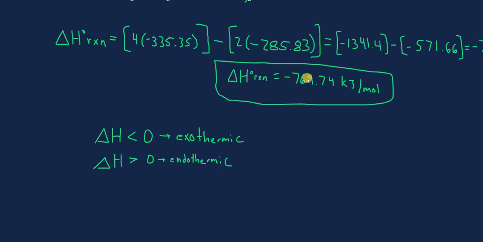So here our enthalpy of reaction is equal to negative 769.74. And when we did it with the bond energies, we also got a negative number. So therefore, in this case, your reaction would be exothermic because your delta H value is less than 0.